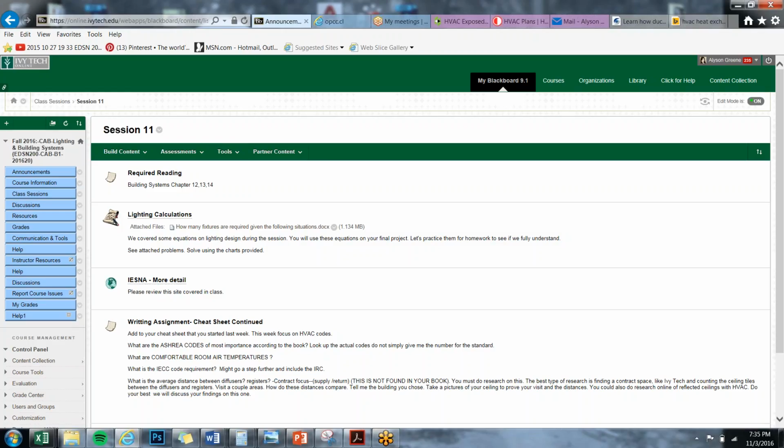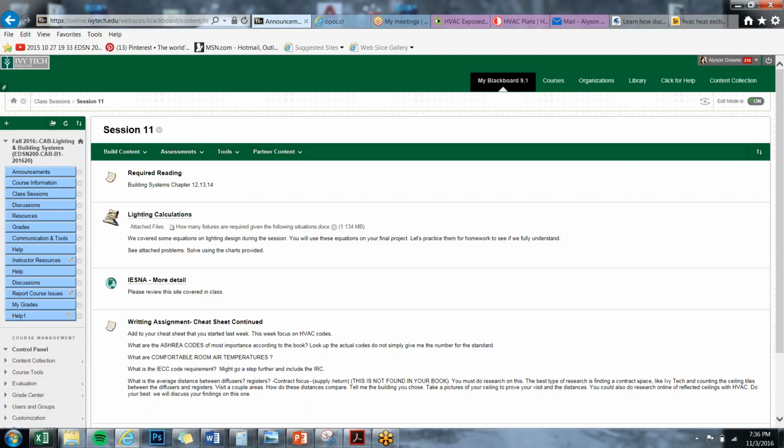Writing assignment for this week, so cheat sheet continued. Add to the cheat sheet that you started last week. This week, focus on HVAC codes. What are the ASHRAE codes of most importance according to the book? Look up the actual codes. Do not simply give me the number for the standard. That'll make sense when you find the keyword ASHRAE codes in this week's reading.